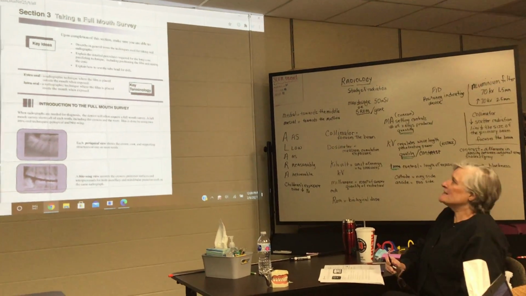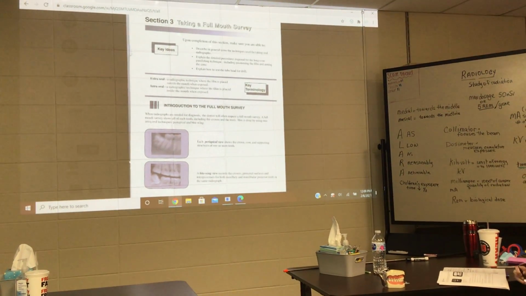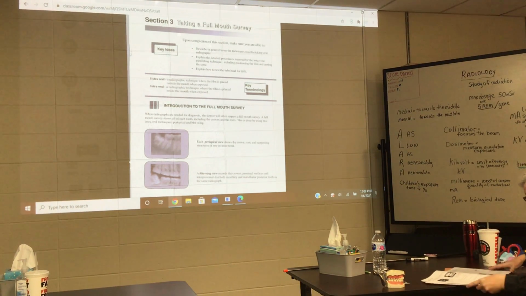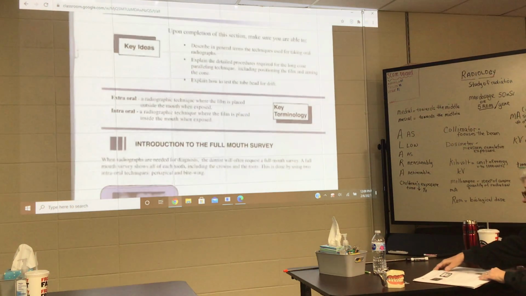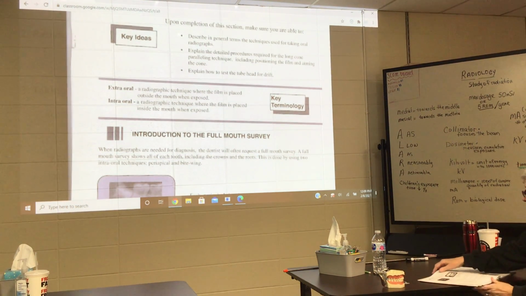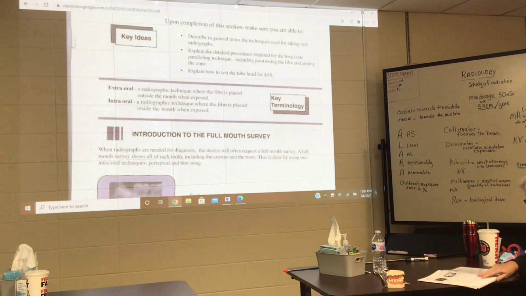Okay, we're going to talk about taking a full mouth survey now. Somebody read the extraoral definition. A radiographic technique where the film is placed outside the mouth when exposed. Okay, so give me an example of what you think that might be. Like a panoramic x-ray? Yeah, a panoramic x-ray would be an extraoral x-ray.